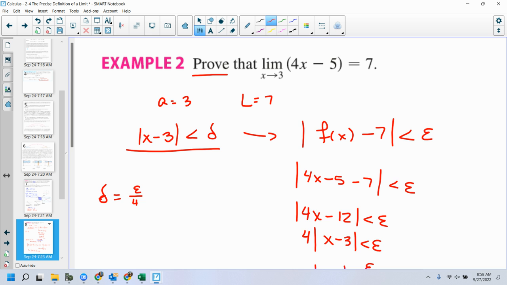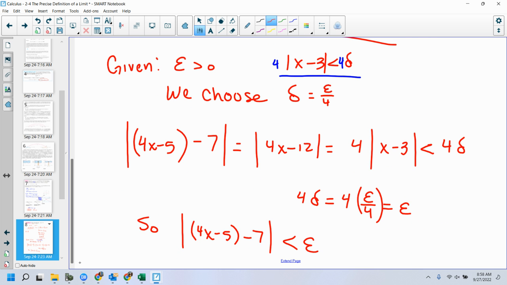Did we do that here? Yes. So therefore we know that the absolute value of 4x minus 5 minus 7, f of x minus L, has to be less than epsilon. Okay.